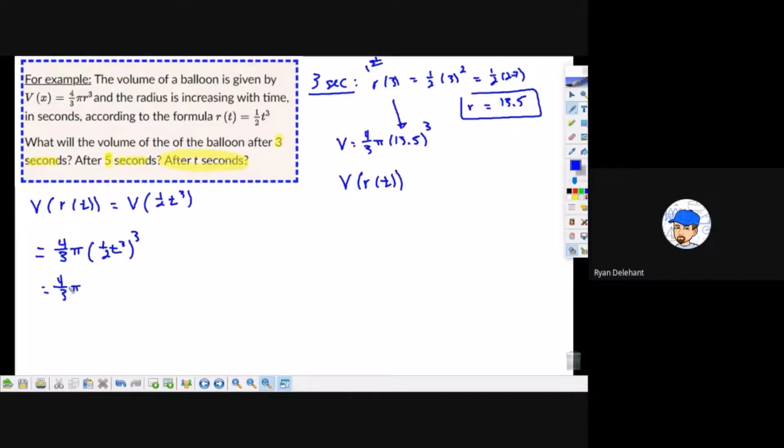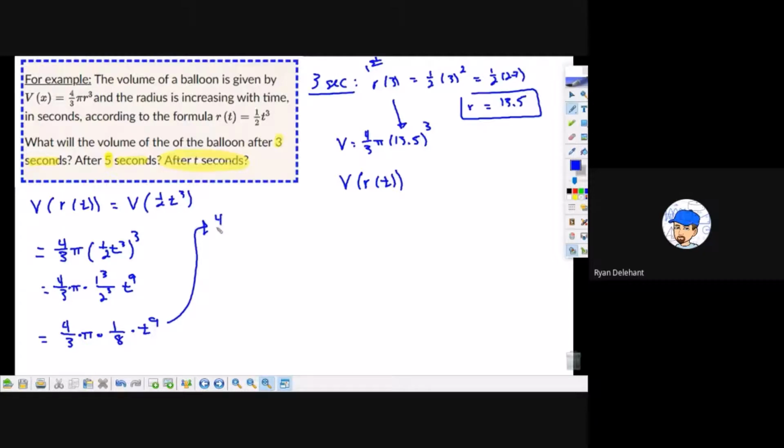So this is going to be, and there's times in between all this stuff, 1 to the third, 2 to the third. Third to the third is, you're going to multiply those exponents, you're going to get to the 9th. So we get 4 thirds times pi times 1 over 8 times t to the 9th. Does it matter what order you multiply in? No, you can multiply in any order. That's why we're going to combine the fractions together, simplify this thing out.